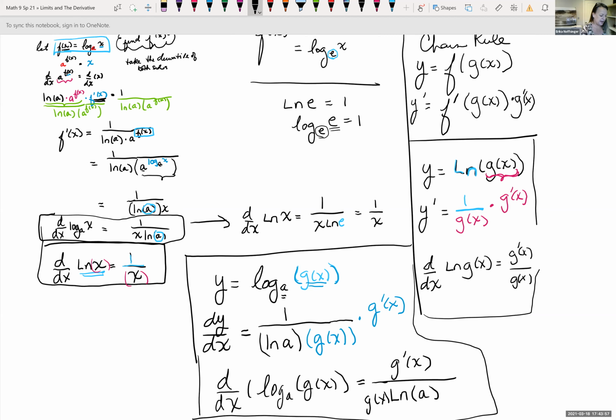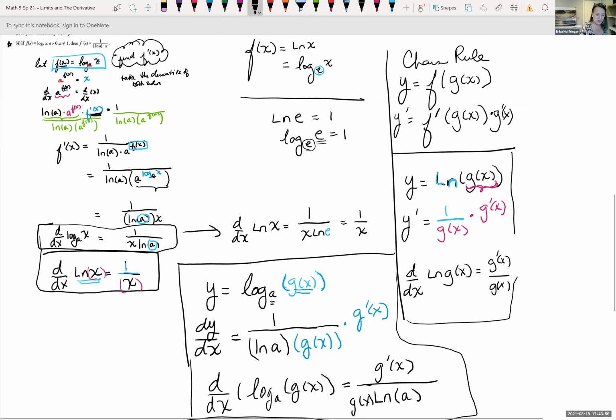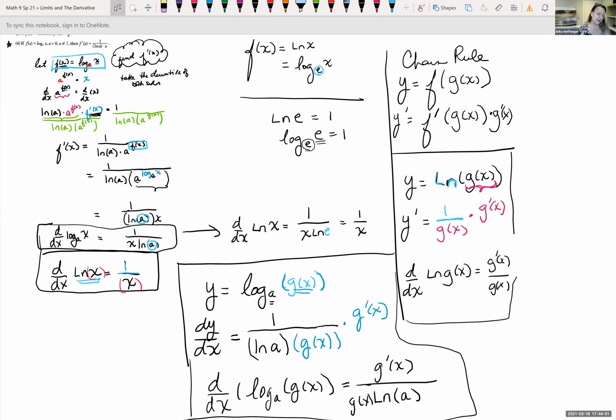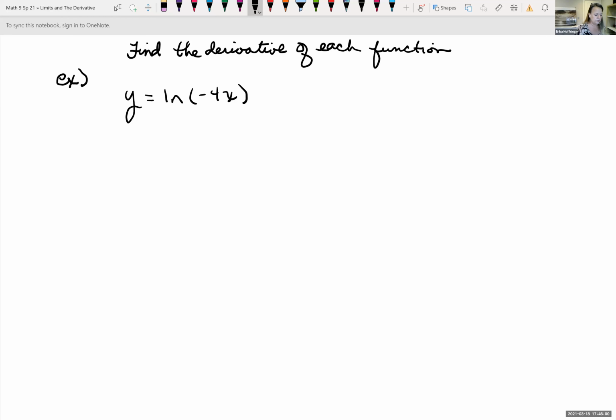Okay, so I think we have now all the tools to go through and start taking derivatives of functions that have logs in them. So let me show a couple examples. Okay, so we're going to find the derivative of logarithmic functions.